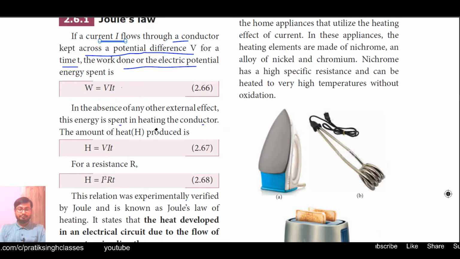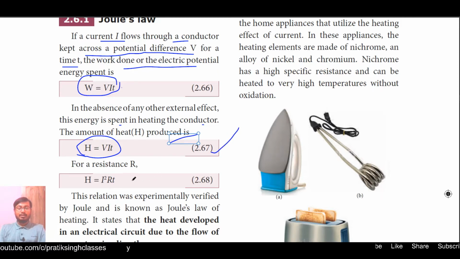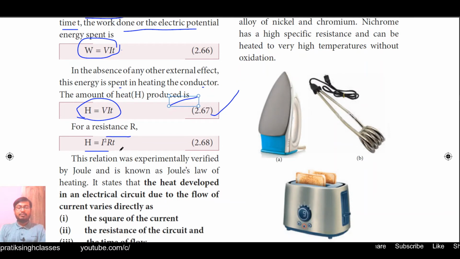Whatever it may be, the amount of heat produced is given by H = VIt. It is nothing but the work done. Equations 2.66 and 2.67 are rather simple. For a resistance R, we know very well that H = I²Rt. From where has it come?